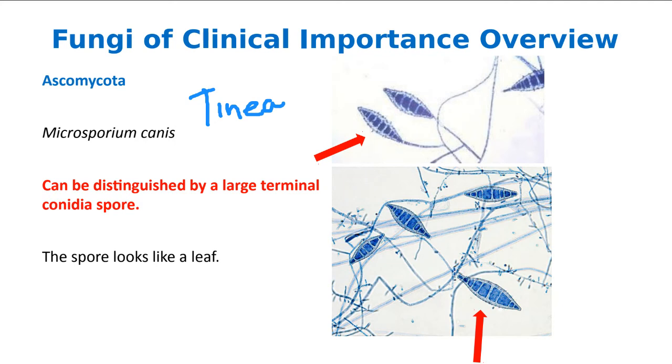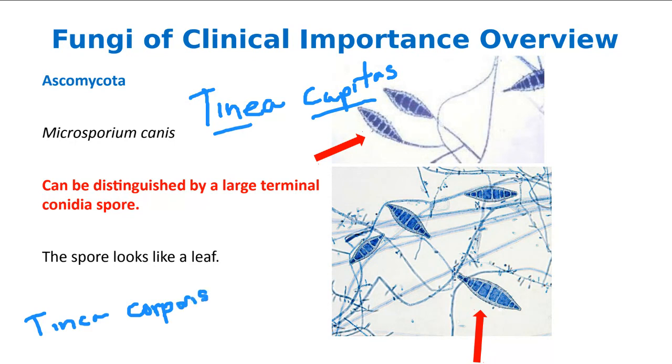Now, to make it even more scientific sounding, they decided to make the species name, that's the genus, the species name, based on the place of the body where it was growing, right? So Tinea capitis would be ringworm of the head. Tinea corporis is ringworm of the body, right?